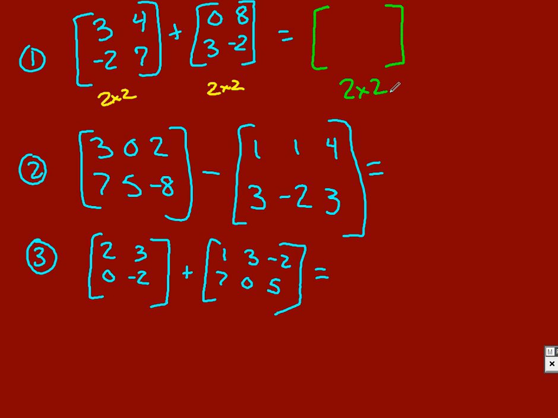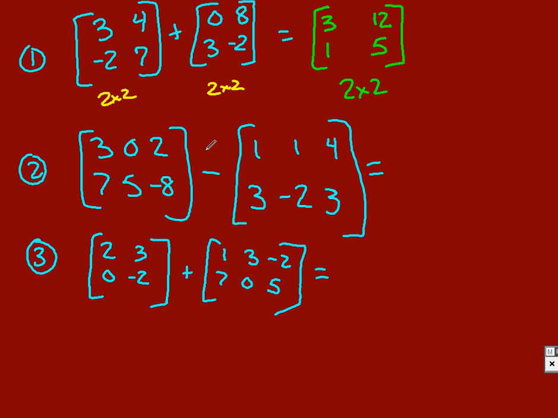And all I need to do is add the top left entries together to get 3. That's what goes in the top left. Add the top right, 4 and 8, gives me 12. Add the bottom left, that would give me 1. Add the bottom right, which would give me 5. That is my resultant matrix, and that's all I need to do, just add each one.